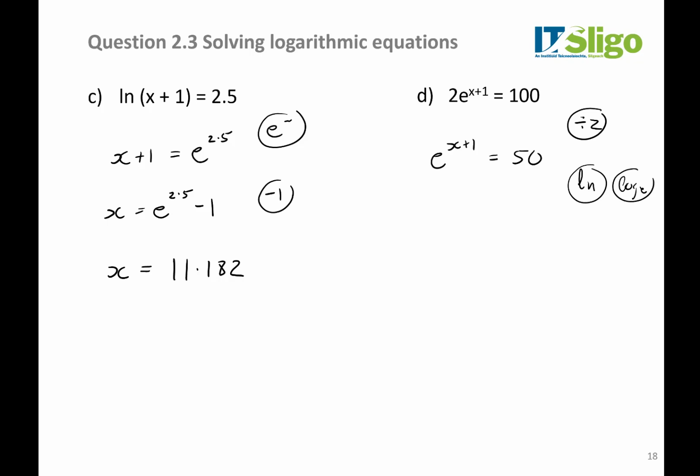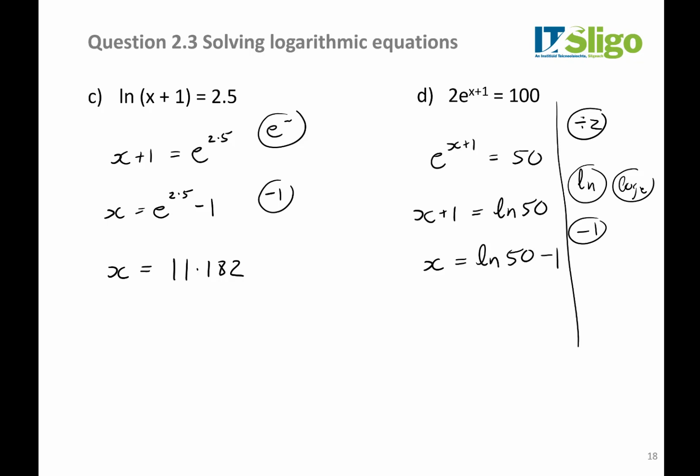When I take the natural log of the left-hand side, we just get x plus 1. Take the natural log of the right-hand side, and finally x is equal to the natural log of 50, and we're going to subtract 1 from both sides. So finally we get our calculator. Natural log of 50, close the brackets, be careful there, minus 1. And it's 2.912.